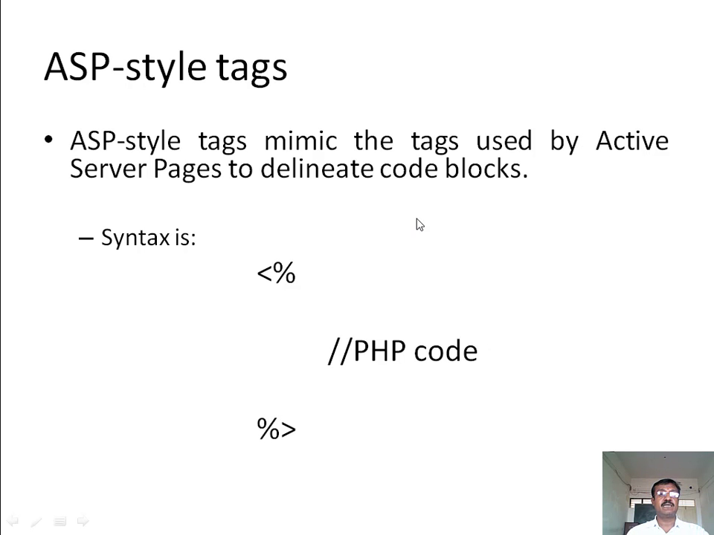Next is ASP style tags. ASP style tags mimic the tags used in Active Server Pages to delineate code blocks. The syntax is like this. Your open tag starts with an open angular bracket followed by a percentage symbol. Then we place our PHP code, and after placing the PHP code we close the tag with a percentage symbol followed by a close angular bracket. In this way also we can place our PHP scripts into an HTML or web document.